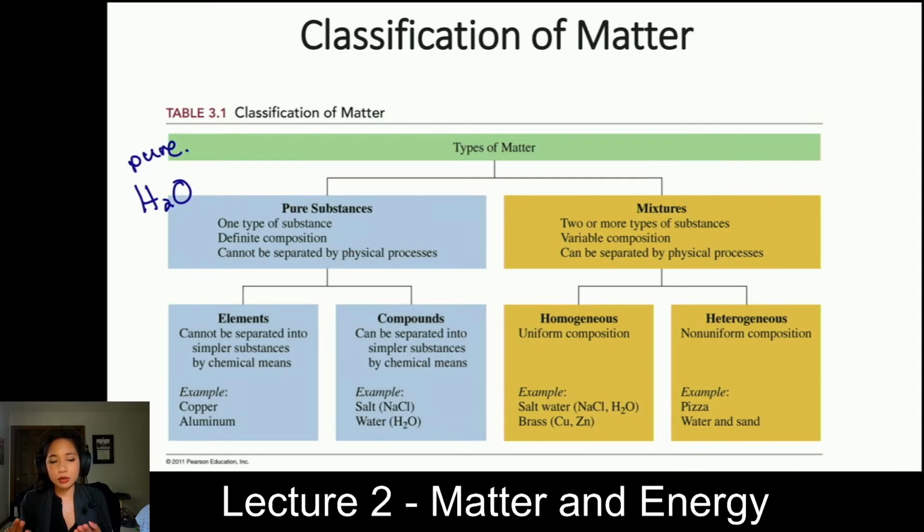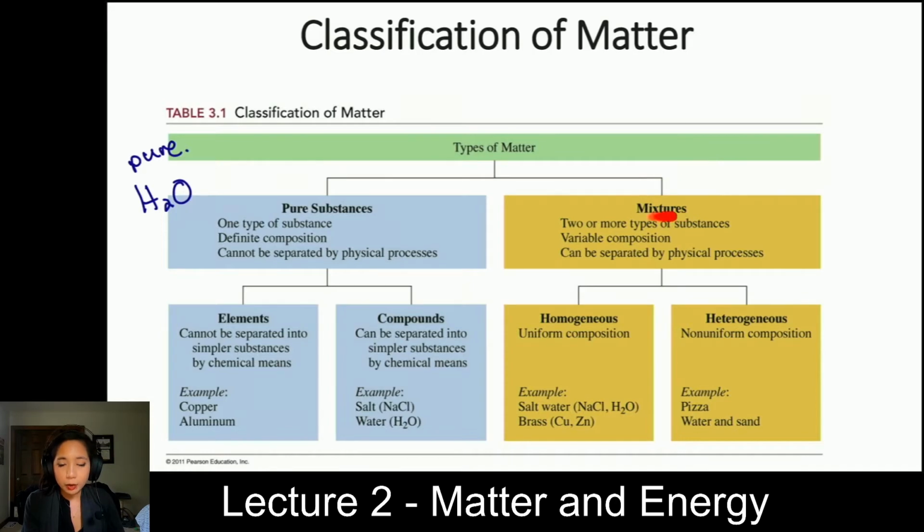All right. So I can't separate them physically. I would have to start using some type of chemical process to start splitting it. And it's only one type of substance. If I had a glass of pure water, all that you will see in there are H2Os.